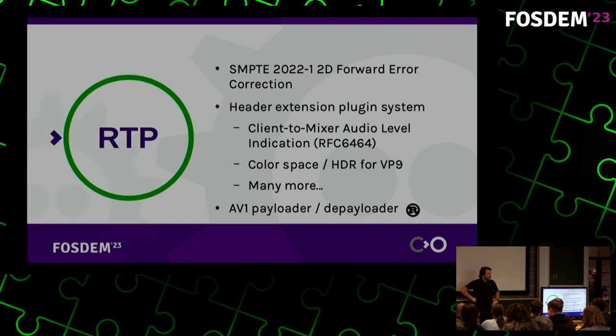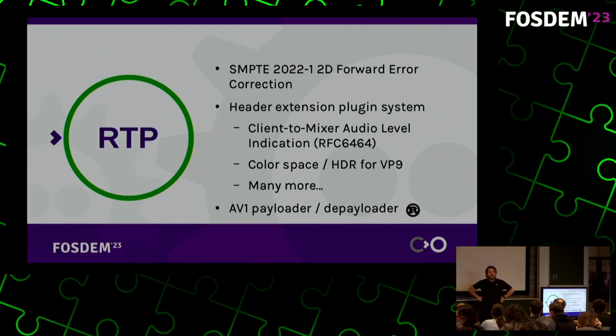Notable is this client-to-mixer audio level. This makes it possible for a sender of audio to say the volume that I'm sending is this, so that a mixer or some kind of service can select the person who speaks loudest without having to decode all of the audio. So it can know from this level who's speaking louder and just forward that one.